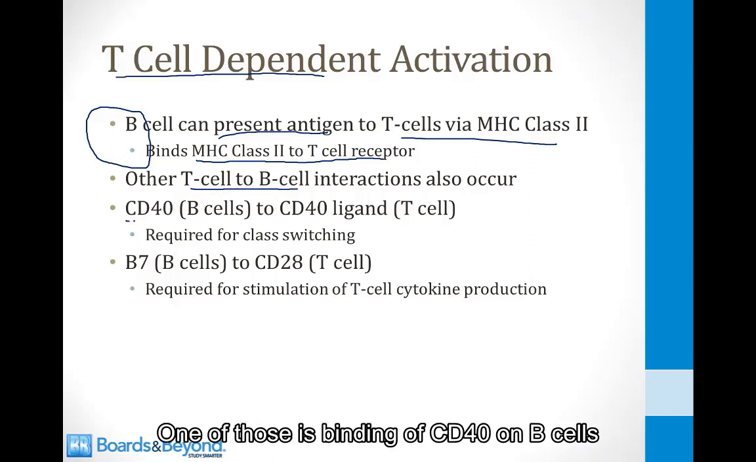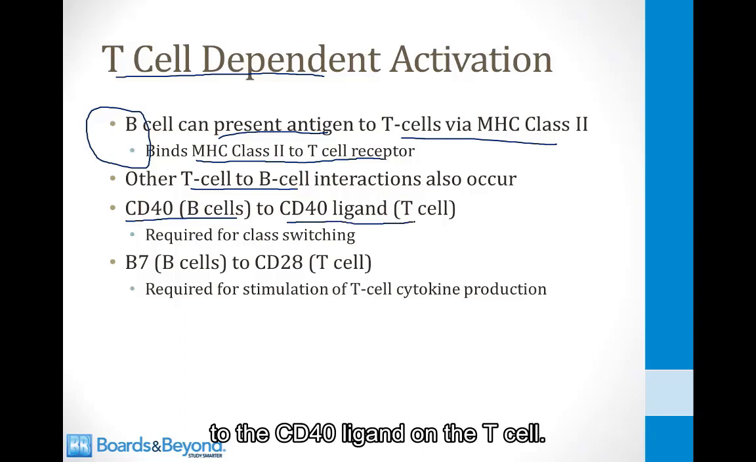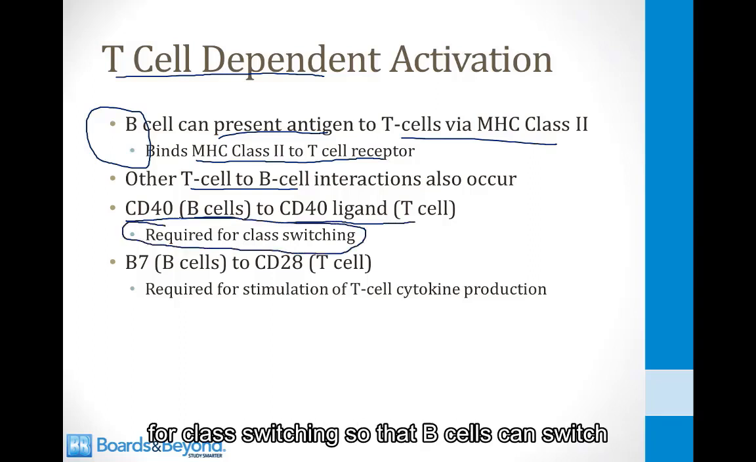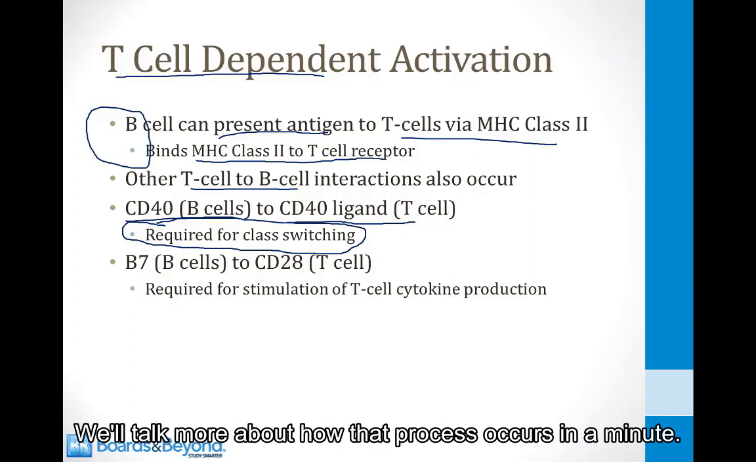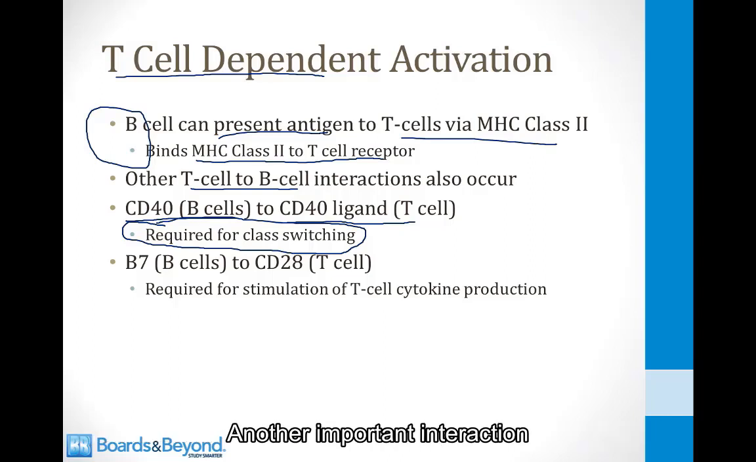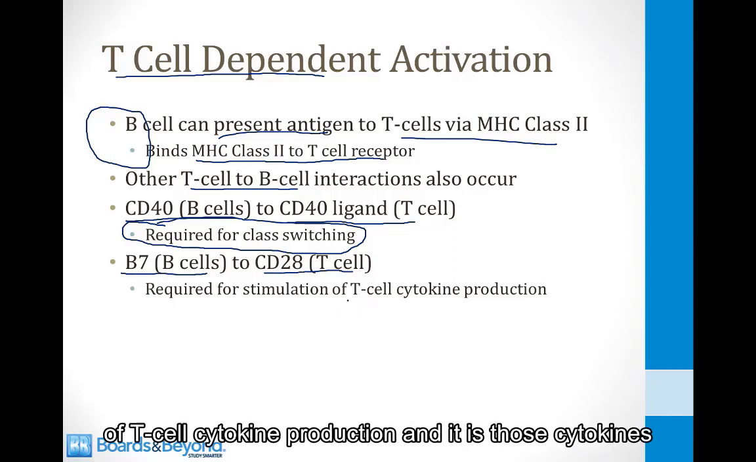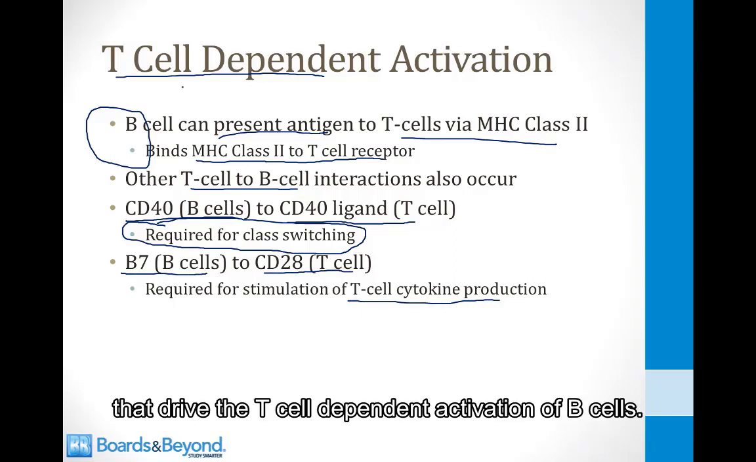One of those is binding of CD40 on B cells to the CD40 ligand on the T cell. This binding is required for class switching so that B cells can switch from producing IgM antibodies to make other types of antibodies. We'll talk more about how that process occurs in a minute. Another important interaction for T cell dependent activation is the binding of B7 on the B cells to CD28 on the T cells. This binding is required for stimulation of T cell cytokine production, and it is those cytokines from the T cells that drive the T cell dependent activation of B cells.